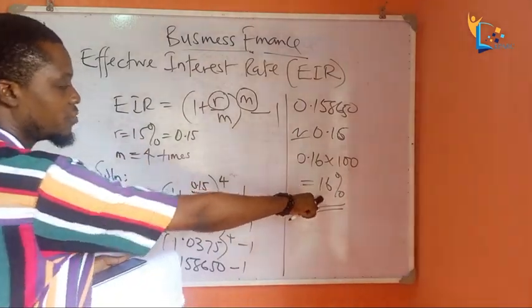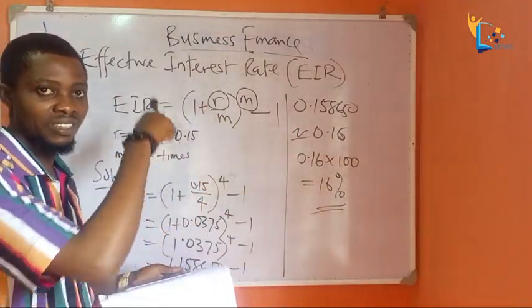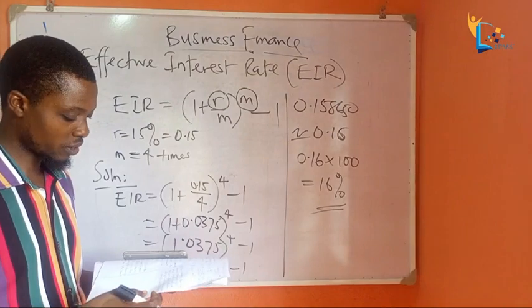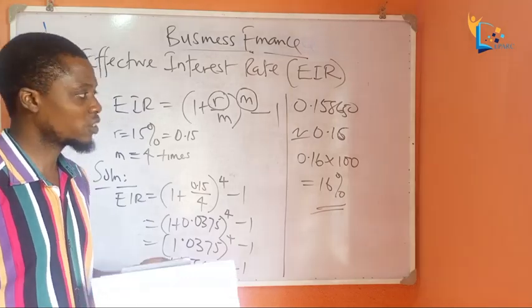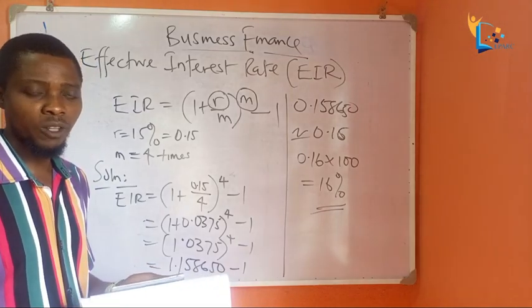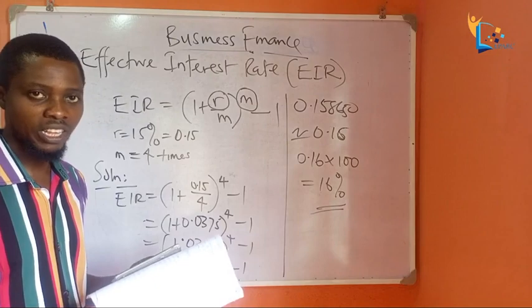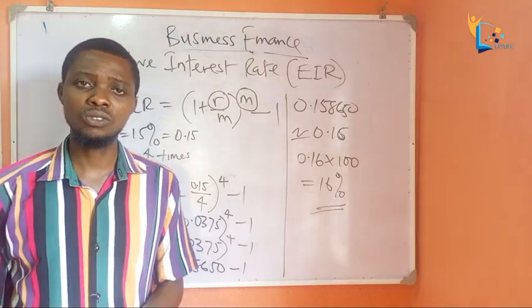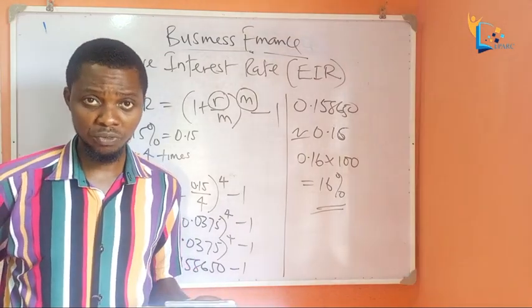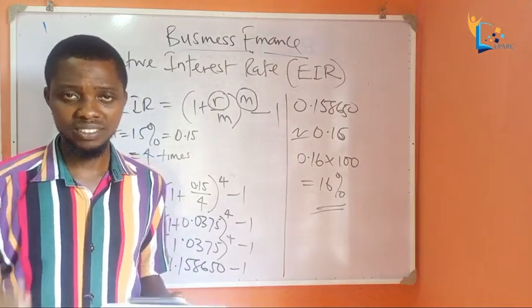So you see now, the effective interest rate is higher than the nominal interest rate, which is 15%. Are we together? Do you understand? So this is basically what effective interest rate is all about. So you try the one for monthly and give me your answer. Snap your answers and send them to the comment section of our Facebook page. I will go through it.